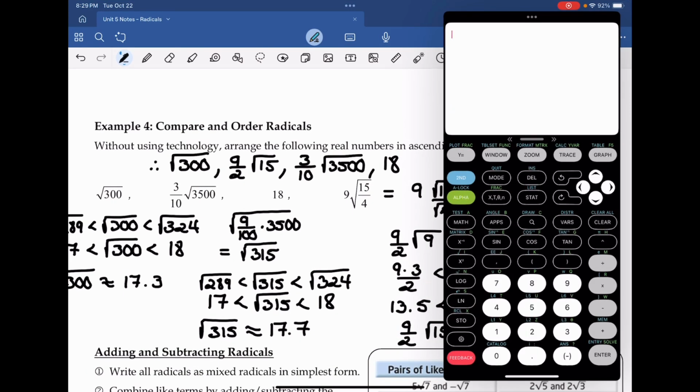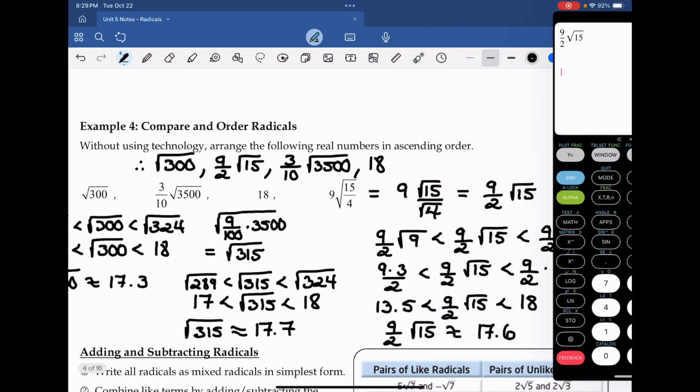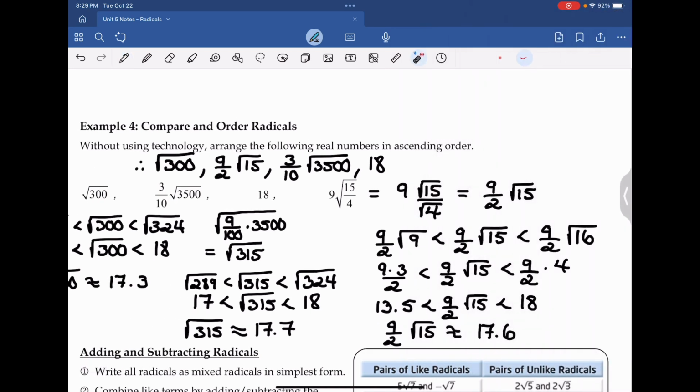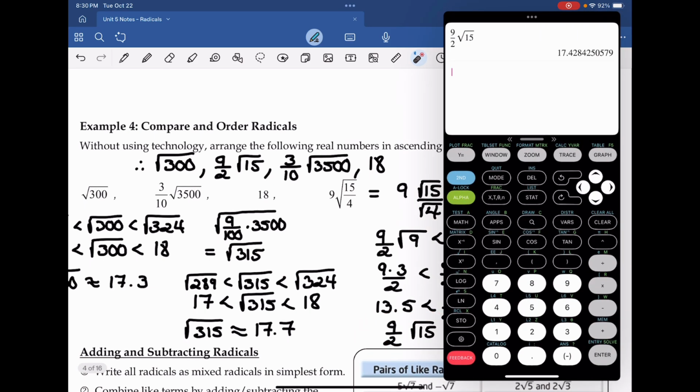Now, if I take the alpha y equals and I go 9 over 2 times the square root of 15, this is equal to 17.4. So for this one that's on the very end, we should have got something like 17.4. Approximately, we got 17.6. That's not actually a bad guess for not using technology. So this should have been 17.4, but we end up getting 17.6.